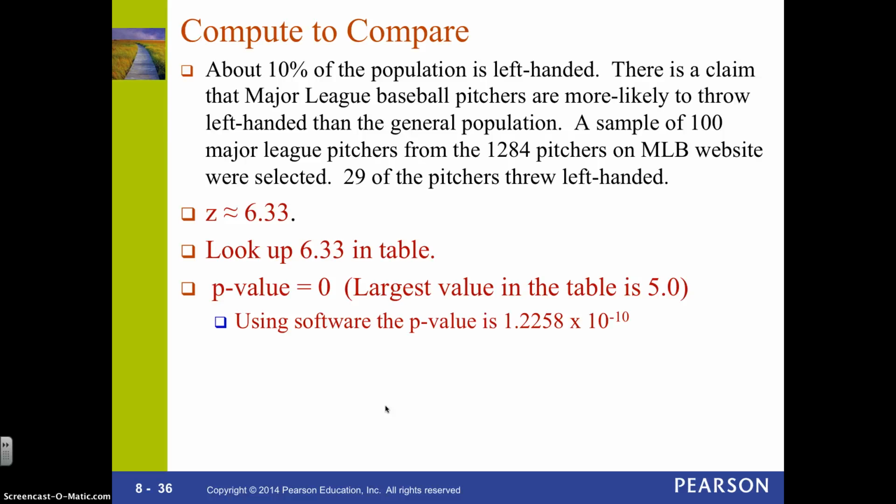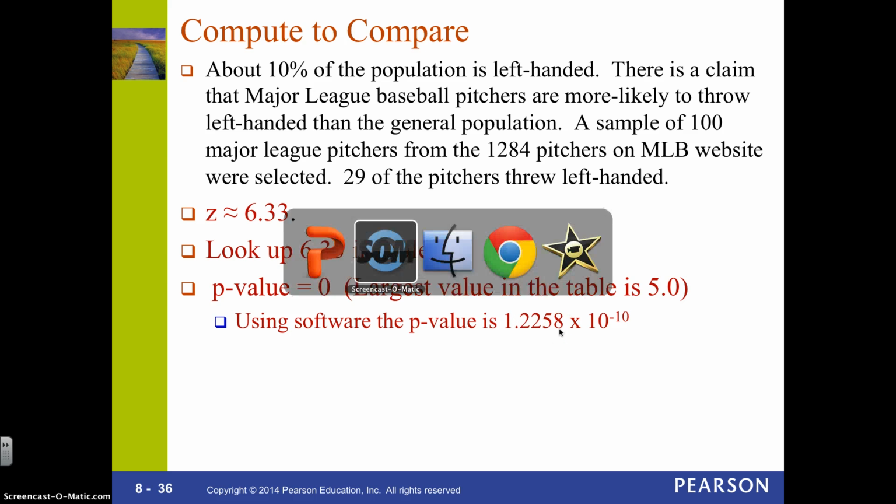Now if I use software, I can come up with a p-value of 1.2258 times 10 to the negative 10th. If you remember anything about scientific notation, that means I would need to take my decimal point and move it 10 places to the left. So you would have 0.9 zeros, then 12258, which is a very small number, very close to 0.